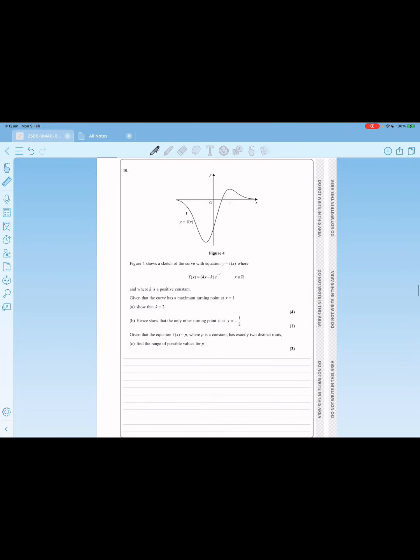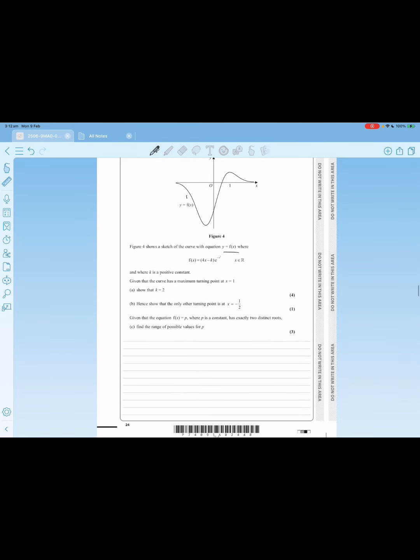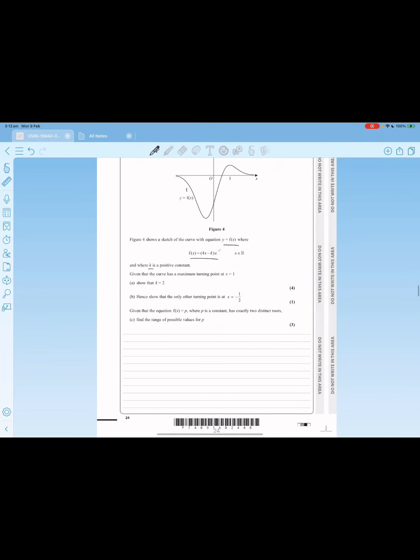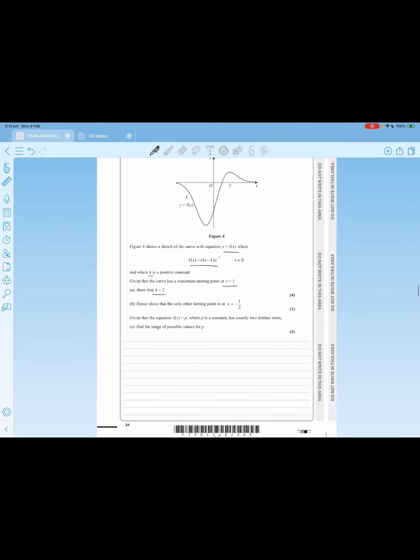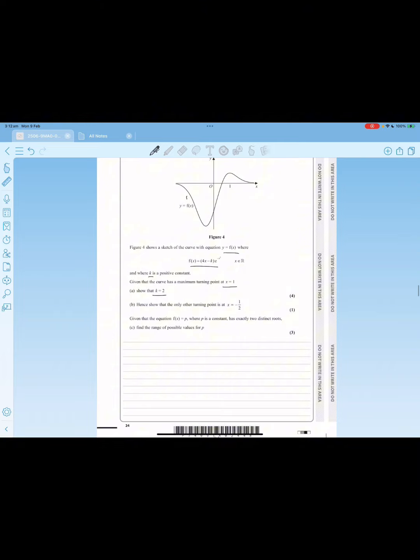Okay, question 10 says figure 4 shows a sketch of the curve with equation y is equal to f of x, where f of x is this function, where k is a positive constant. Given that the curve has a maximum turning point at x is equal to 1, show that k is equal to 2. Okay, so let's think. How are we going to do this?